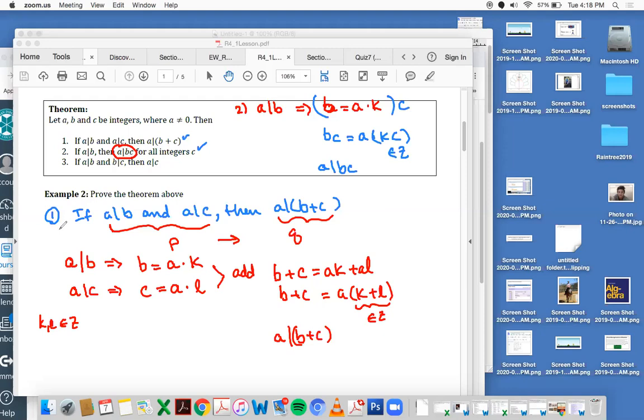Any questions so far? All right, how about I let you try number 3. Number 3 says if a divides b and b divides c, then a divides c. Notice it's like a chain rule, right? I'm going to give you a couple of minutes to try it out.